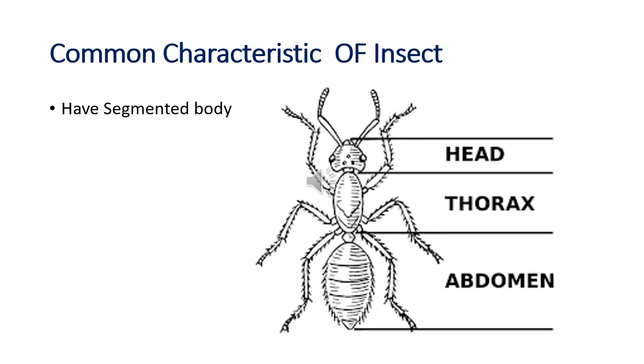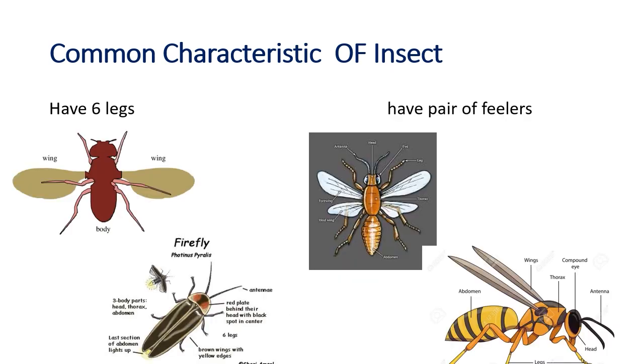Here are their common characteristics. The first one, insects have a segmented body. That means their body is divided into parts. They have three parts. They are the head, thorax, and abdomen. The thorax is usually the place where the wings or the legs attach. The second one, all insects have 6 legs, and usually they have a pair of feelers, or you can also call them antennae.